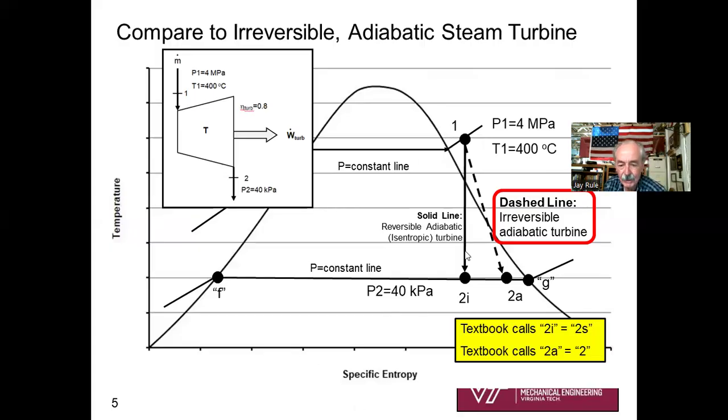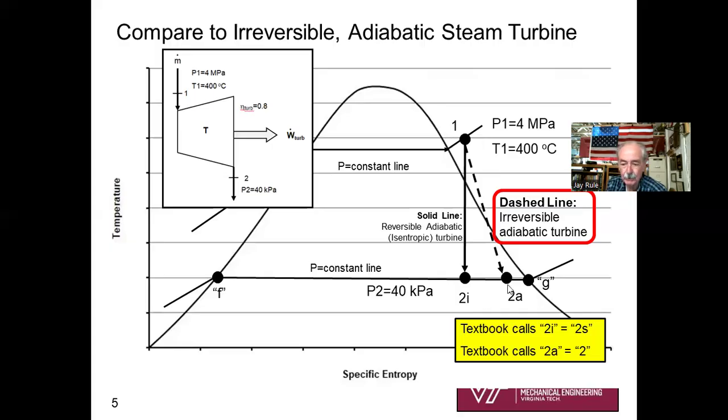I'm going to call this reversible adiabatic process 1 to 2i. For me, in my world, that's 2 isentropic. In your textbook, here's the little yellow note here, the textbook calls it 2s. Just be aware of that. I'm not going to change my practice just because the book does something else.